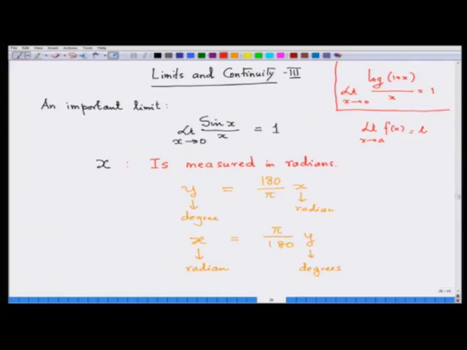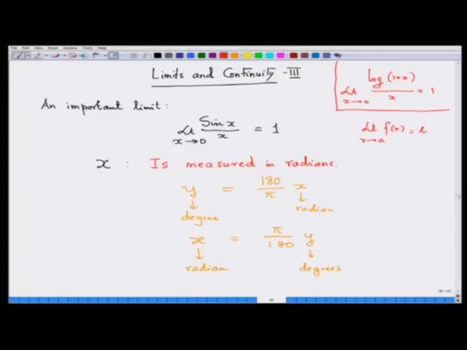We are going to give you a very small geometric proof of this fact. There is also another easy proof of this fact which you will learn when we talk about L'Hospital's rule of finding limits, when we study derivatives in the next classes.